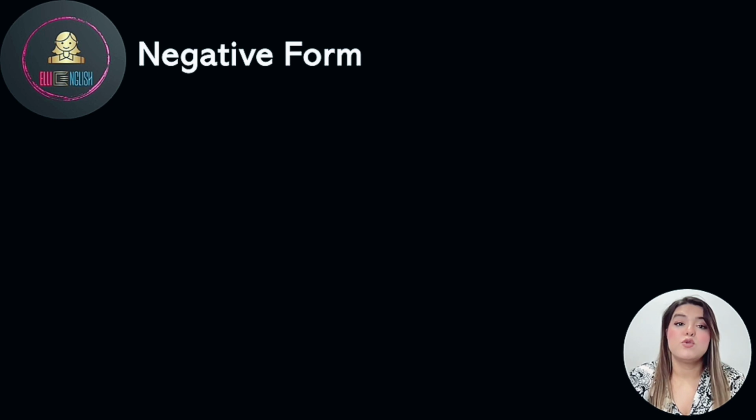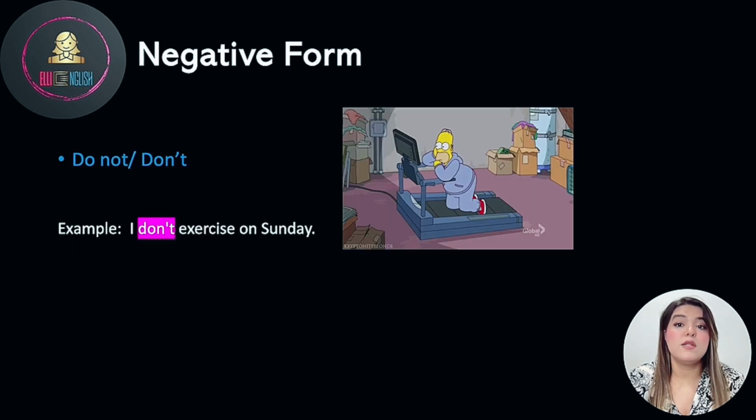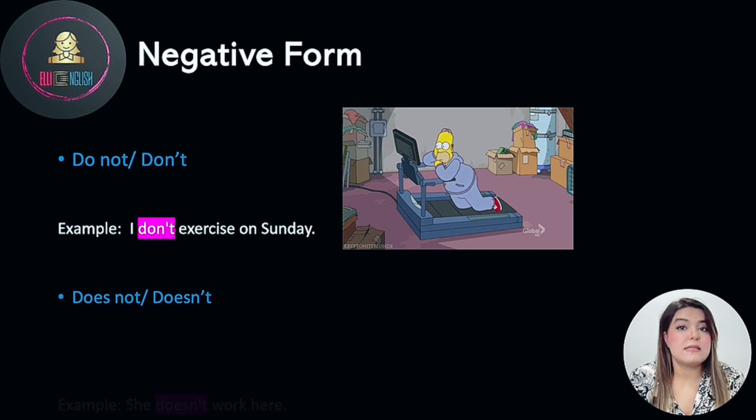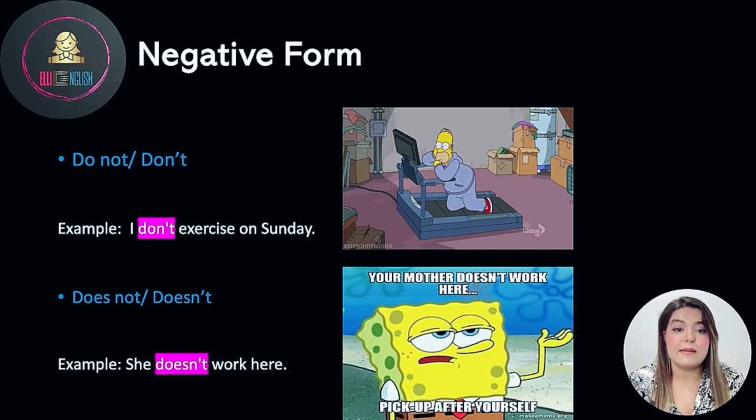See how to make negative sentences in the present tense. We put do not or does not before the verb to make a negative sentence in the present simple. Look at the examples. Do not or don't in the short form. I don't exercise on Sunday. Does not or doesn't in the short form. She doesn't work here. Remember that we use short forms only in informal situations.